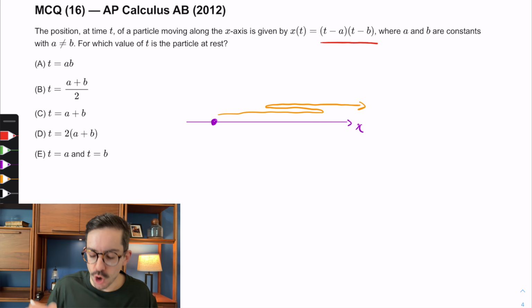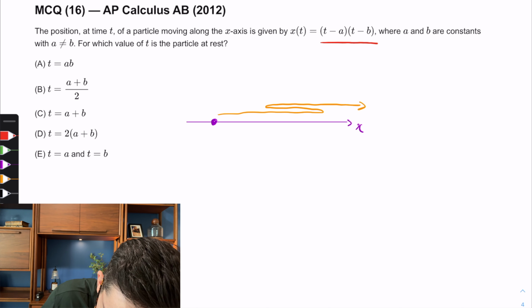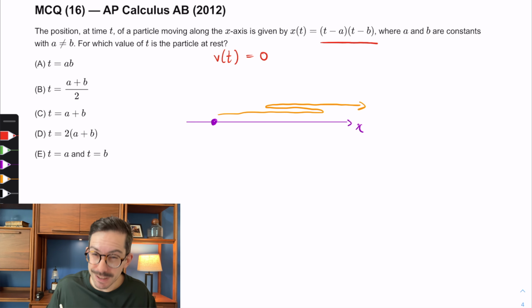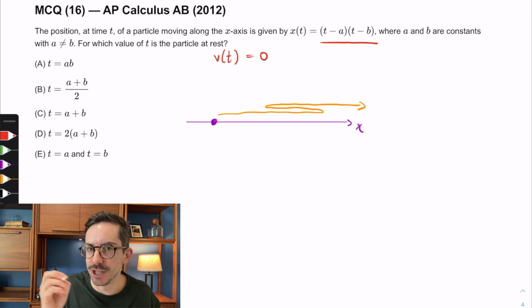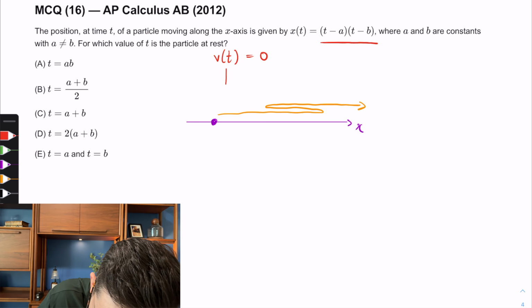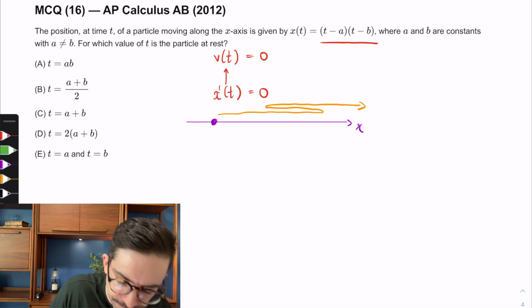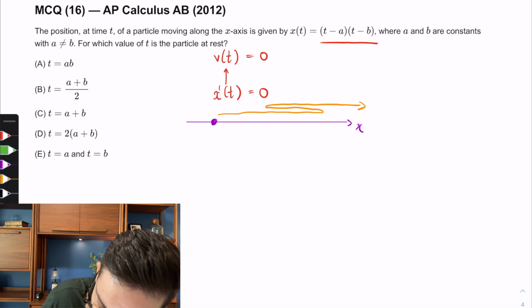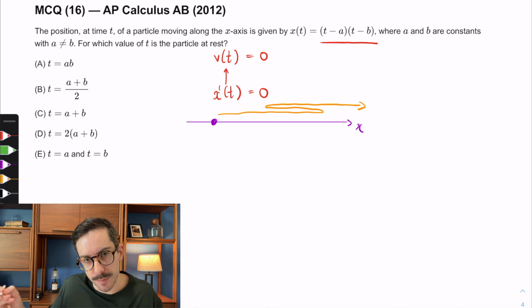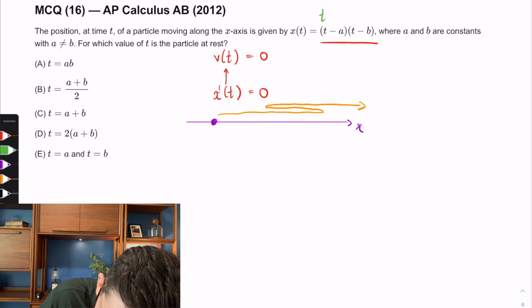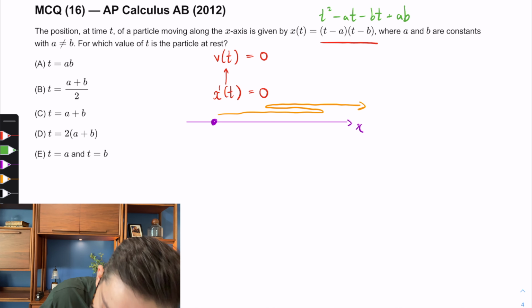Now, at rest means not moving. So this means we want the velocity of the particle to be 0, while the velocity is the derivative of position. So here we really are asking when x prime of t equals 0. So I need to take a derivative of this rule. I could be smart and use the product rule, because it's a product, a linear factor times a linear factor. But I could also just expand out these brackets in a not very clever way to get this for my rule.